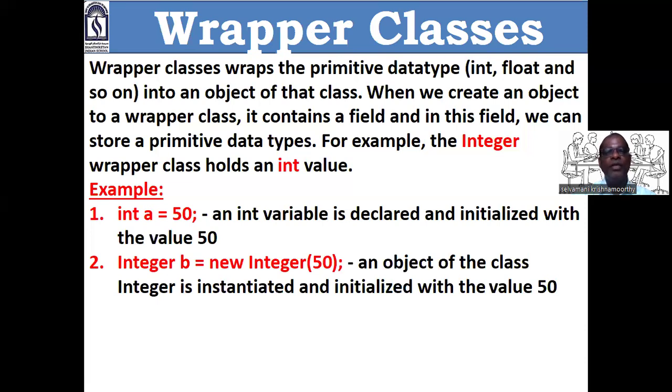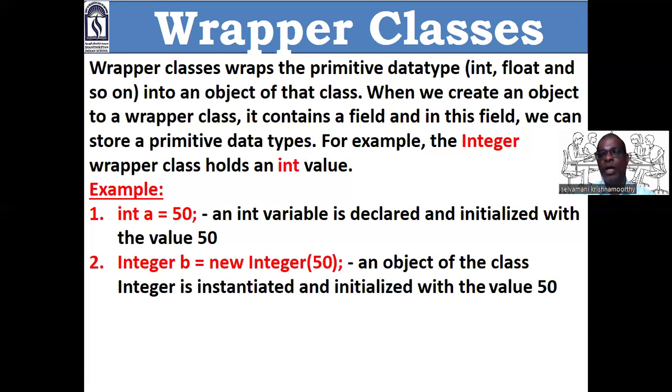When we create an object of a wrapper class, it contains a field, and in this field we can store a primitive data type. We are going to create one object for the wrapper class. That object contains one field called a data member. In this data member, we can store a primitive data type.